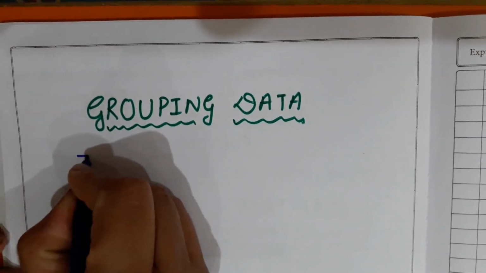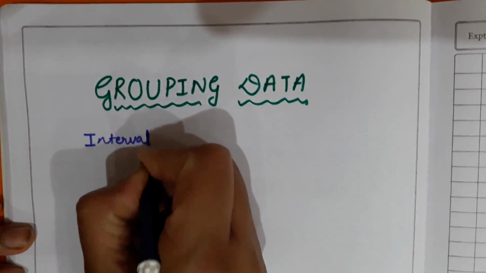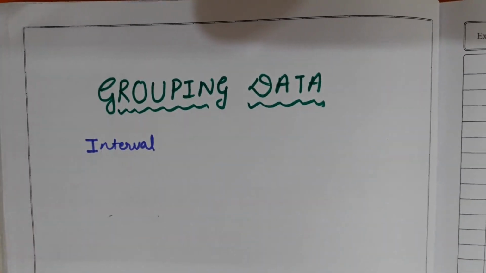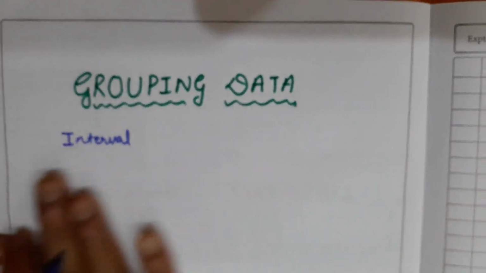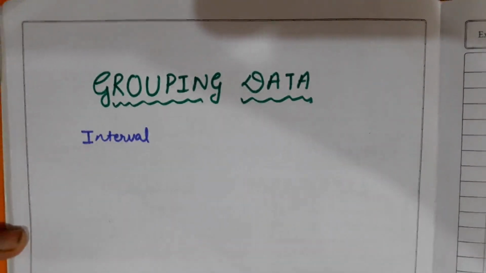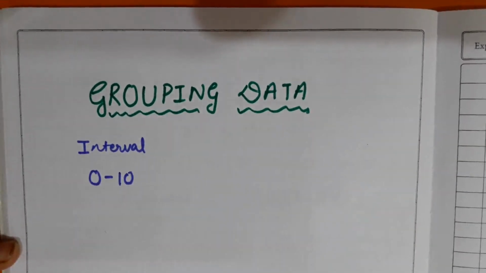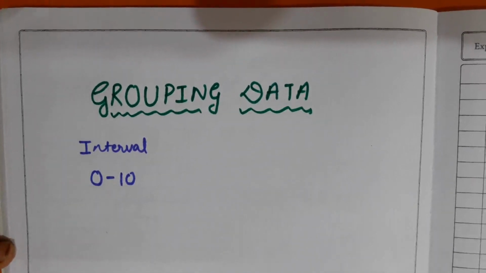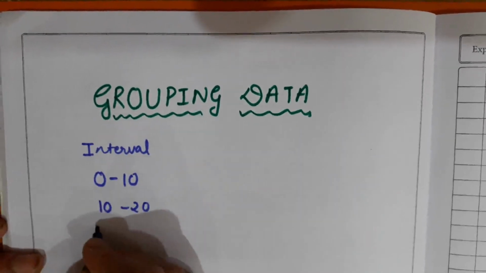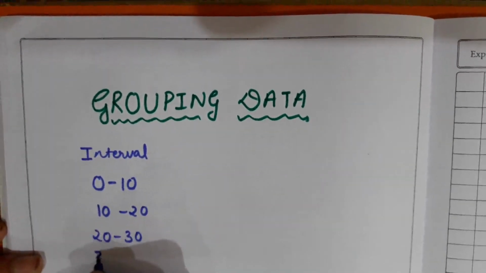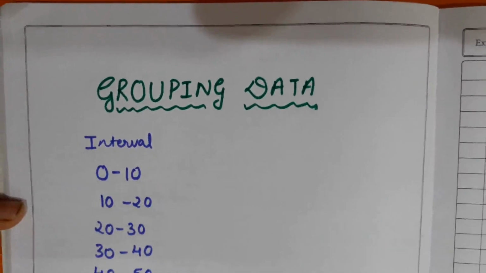So let's decide the interval first. There is a chance that a student may have scored 0 marks also. So the first interval I am making starts from 0 to 10. In this, only those students participate who are scoring between 0 to 10, then 10 to 20, then 20 to 30, 30 to 40, and 40 to 50. So this will be your interval.